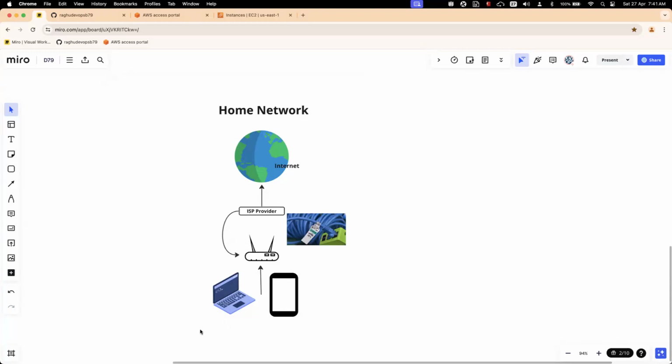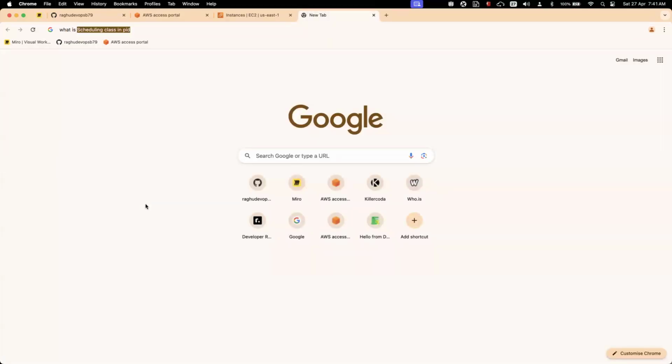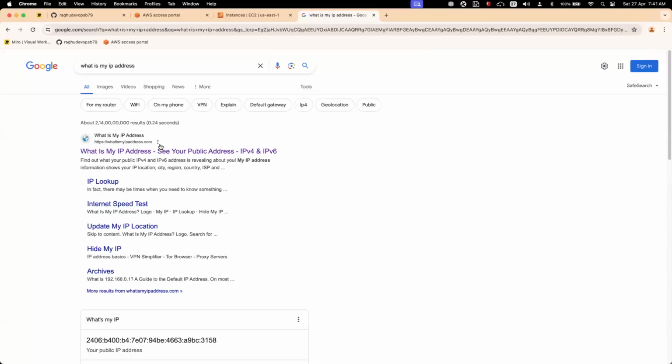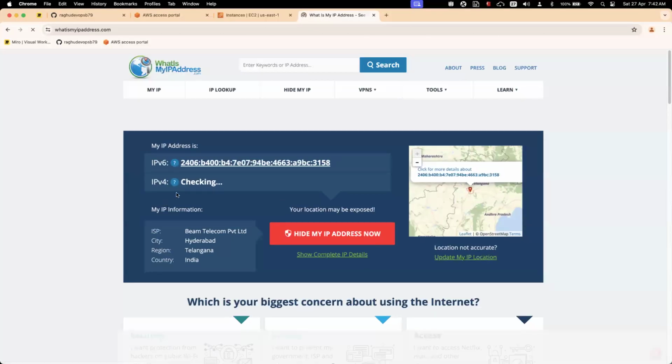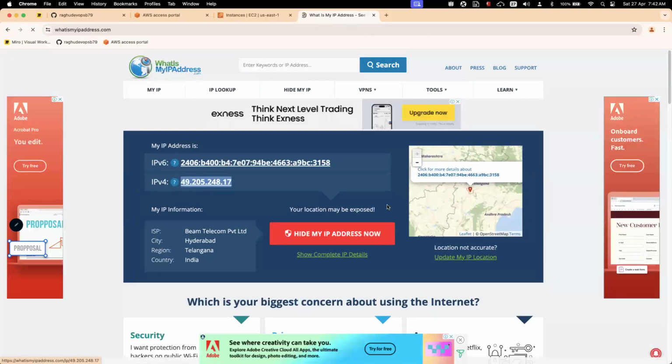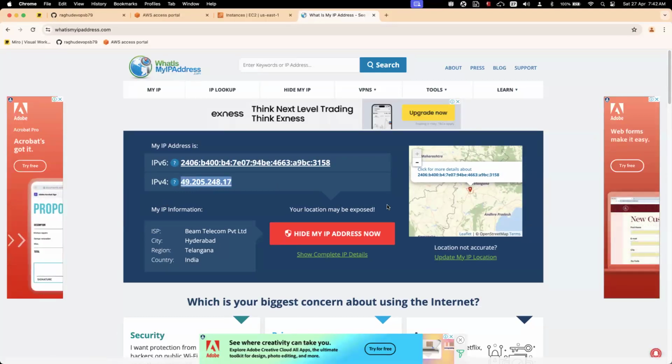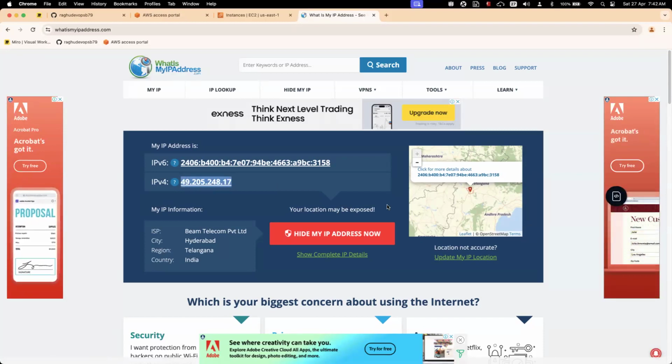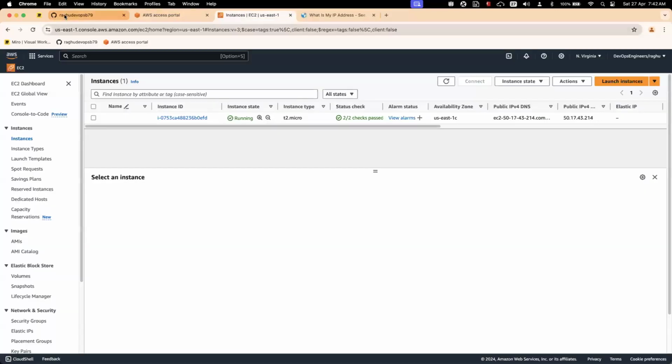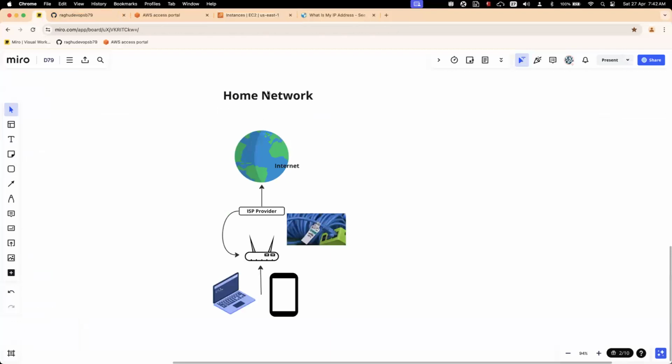Now, however, if I try to look into the outside world, what is my IP address? If I go and type what is my IP address, then you will see a different IP address. What IP address are you seeing? 49.205.248.17. But my actual IP address is 192.168.1, this series. But when I look from the outside world, like this web page, it is actually coming from this perspective. Now, this guy is actually sitting on the other side of the world.